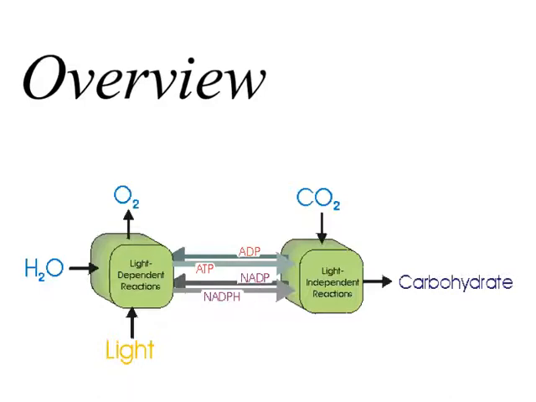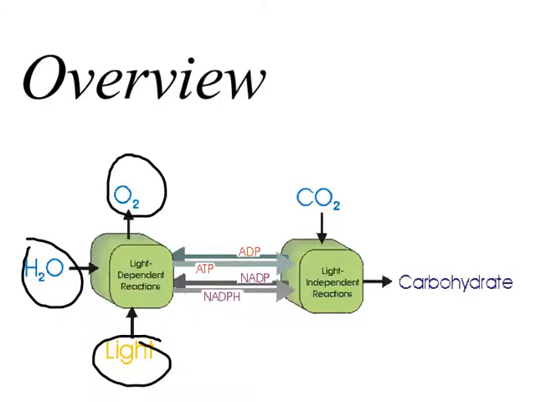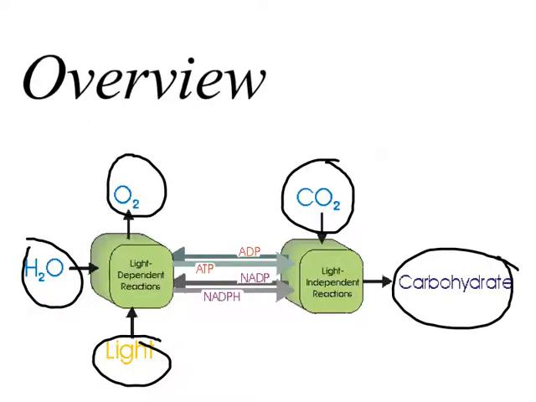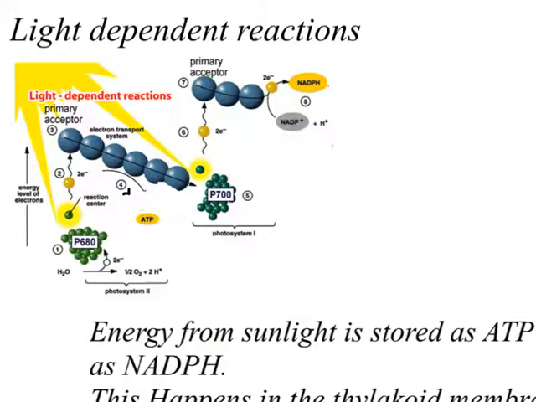But first, know that water comes in to the light-dependent reactions along with sunlight, and oxygen is produced as a waste product. During the second phase, the light-independent reactions, carbon dioxide comes in and sugars are produced. You're going to need to know the products and the reactants of each phase. Notice all of these things in the middle. These are energy storing compounds that get shuffled back and forth between the two phases.